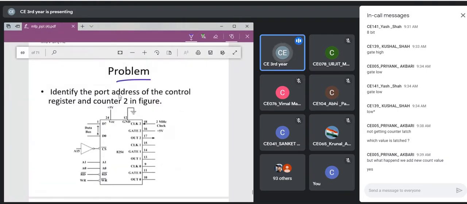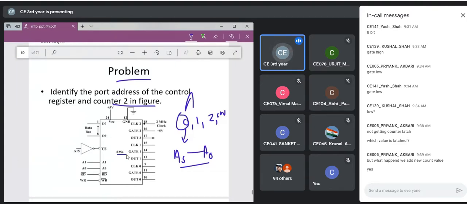What you have to do? What is the port address in this figure that you have to find out? That means you have to see the port address of counter 0, counter 1, 2, and the control word. How will you find out? You know that you have to see from A15 to A0. So what should be the value of A0 to A15 in this figure so that counter 0 will get selected? That you have to see.